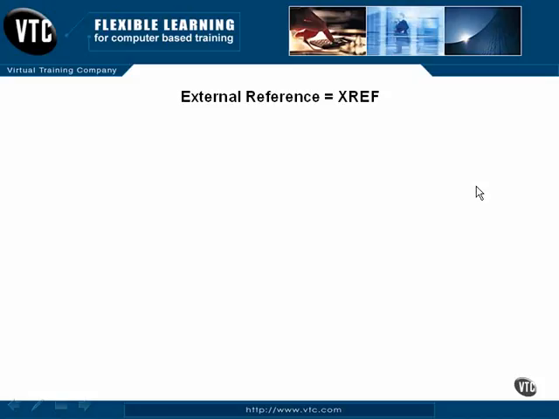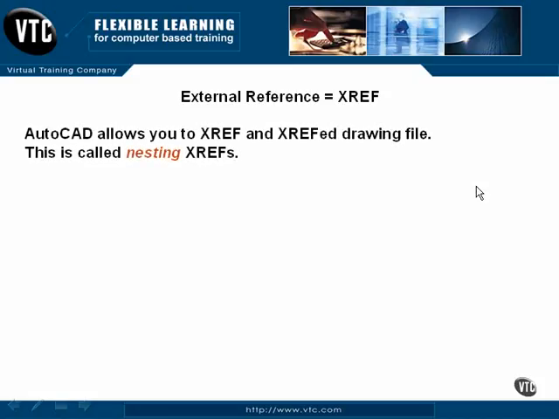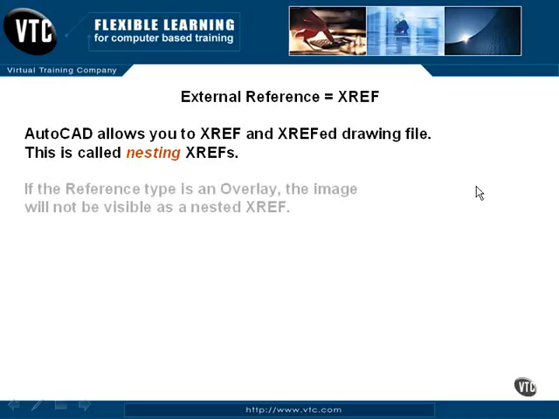By now, I hope that you're aware that the name external reference is the same as XREF. I only place this here as reinforcement. When AutoCAD allows you to take an XREF and externally reference that into another drawing file, what you are doing is referred to as nesting XREFs. If you simply select attachment every time, then all of the files will be nested XREFs. When a reference type is an overlay, the image will not be visible as a nested XREF. That is the easiest way to explain that.